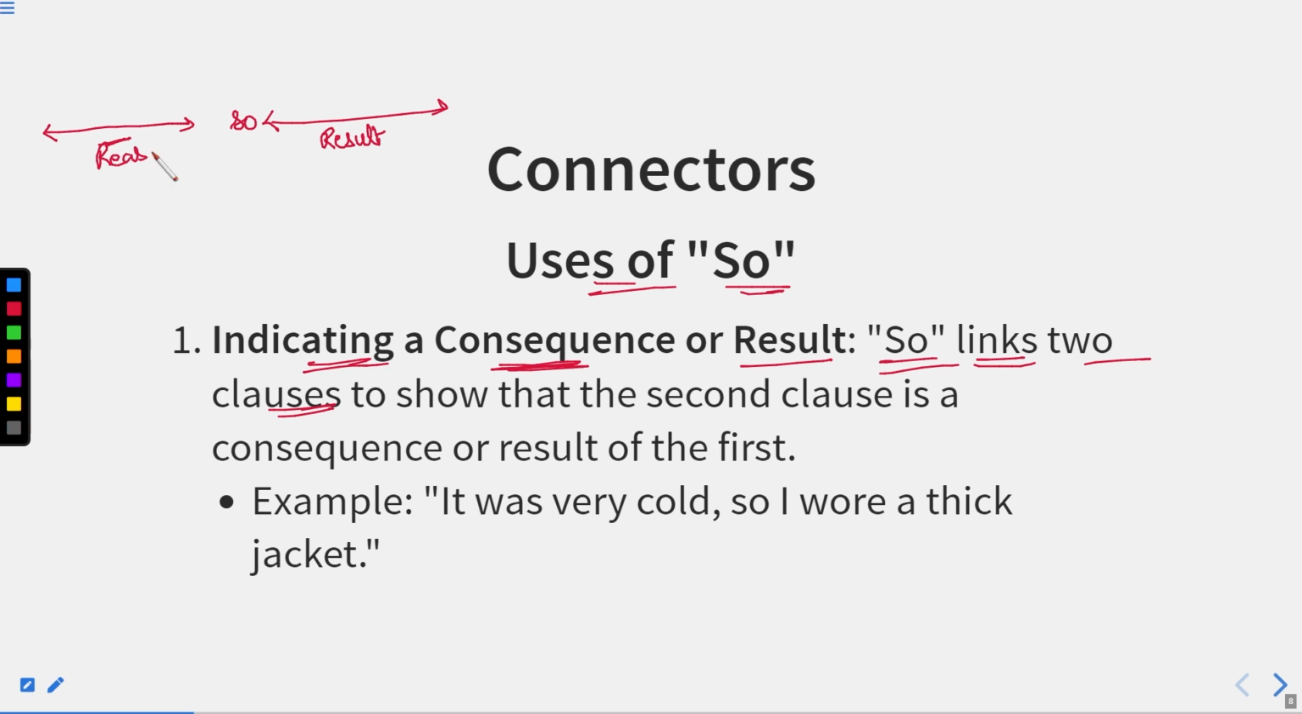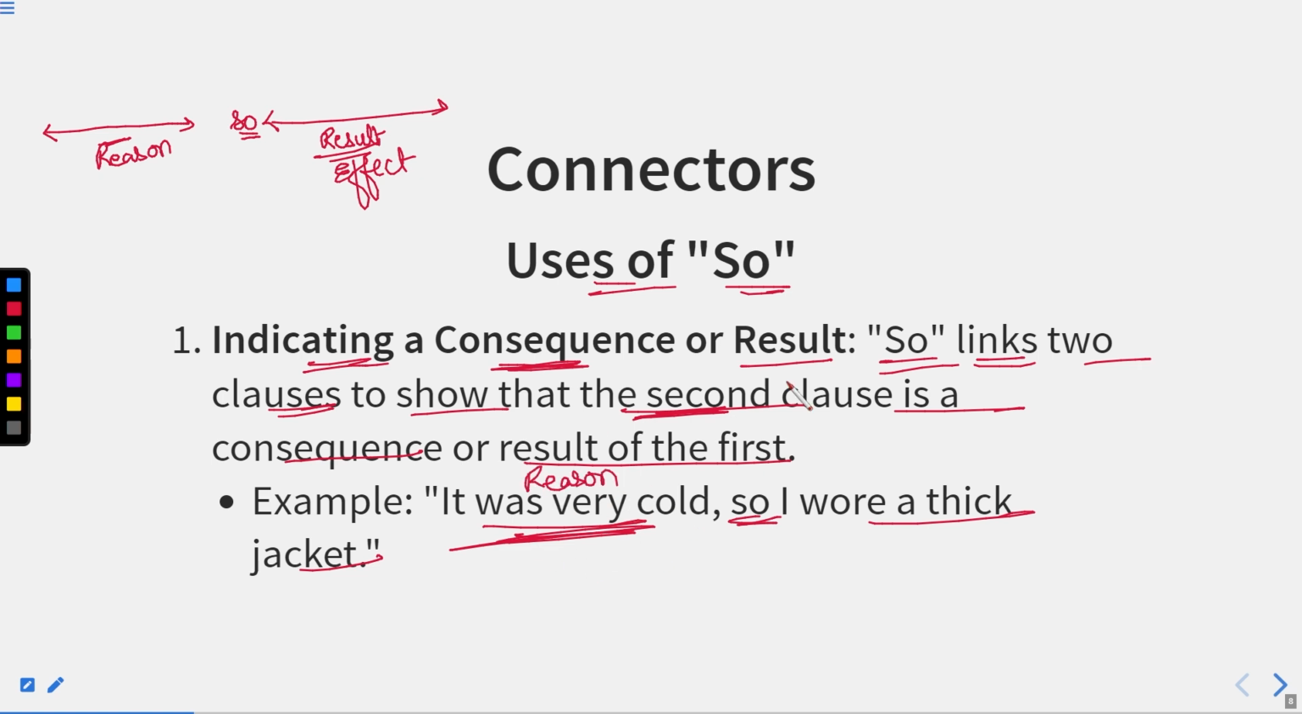So this is the reason, and after that we have so, and after that we have the result, that is the effect. It means here the structure of the sentence has changed. Here we'll first have the cause, after that the connector, and then the result or the effect. So links two clauses to show that the second clause is the consequence or the result of the first. Example: it was very cold, so I wore a thick jacket. So this is the reason, and due to this, what happened? I wore a thick jacket.